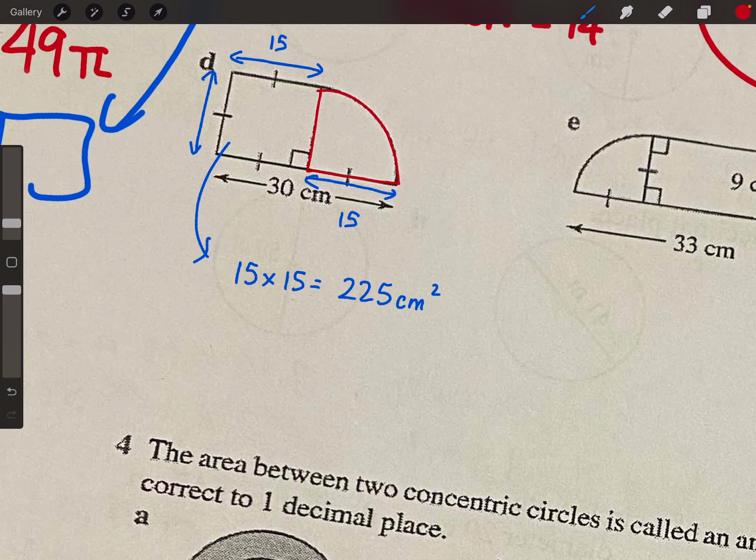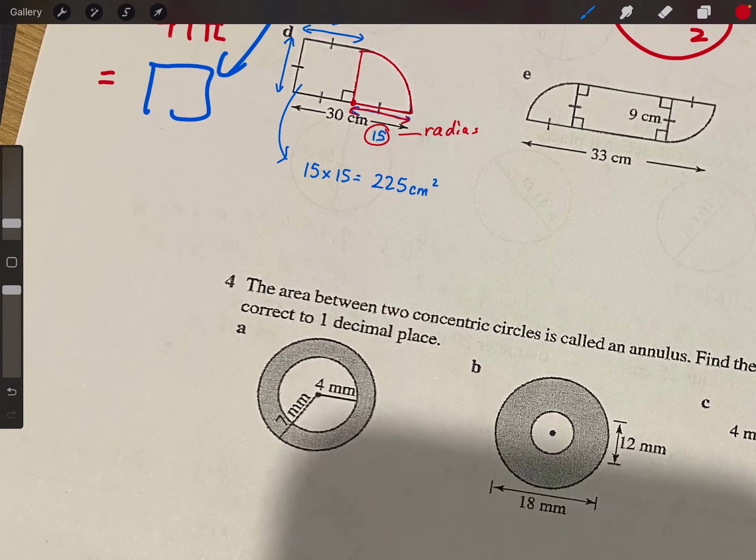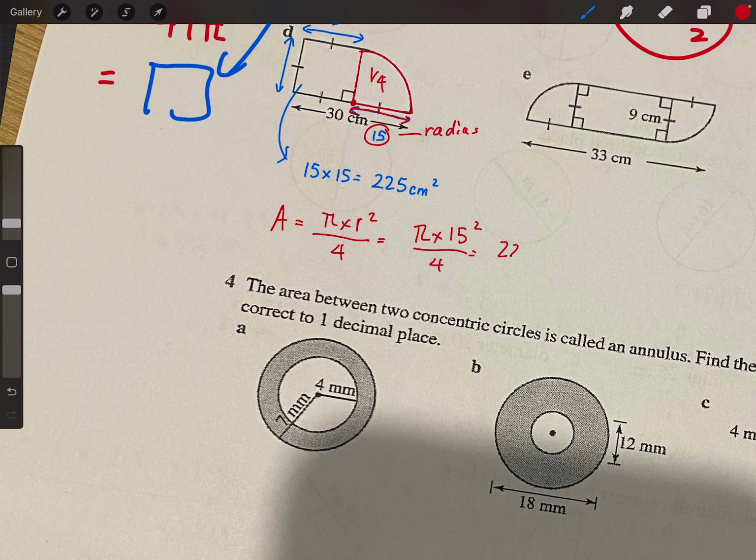Alright, now I'm going to find the area of the quarter circle. We know that this is 15 and this is also the radius. So the area of this quarter circle is equal to pi times r squared divided by 4, because we only have a quarter of a circle. So that means pi times radius squared, which is 15 squared, divided by 4, which means 225 pi over 4. So you just work this out.